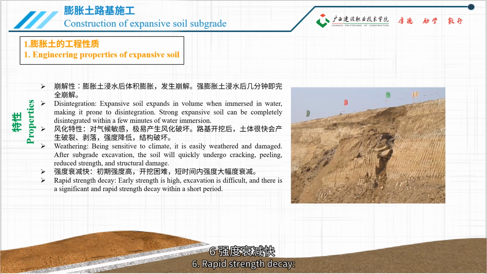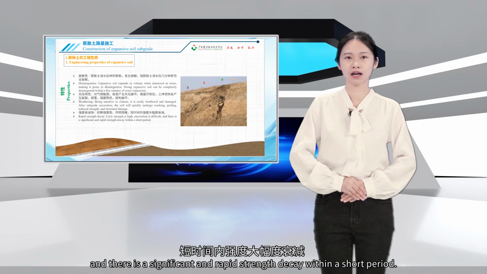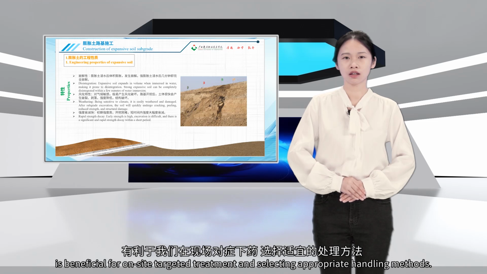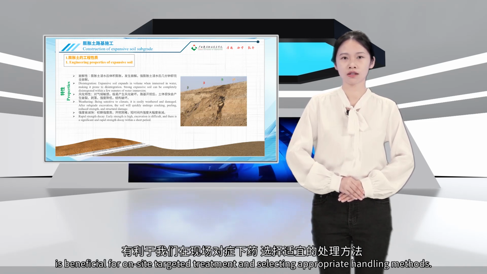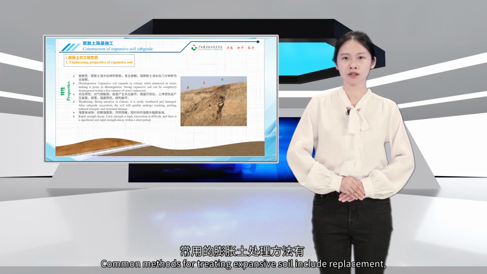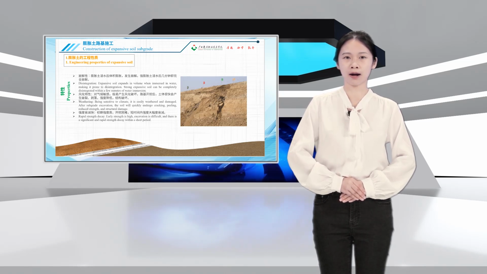6. Rapid strength decay. Early strength is high, excavation is difficult, and there is a significant and rapid strength decay within a short period. Understanding the engineering properties of expansive soil is beneficial for on-site targeted treatment and selecting appropriate handling methods. Common methods for treating expansive soil include replacement, improvement, and encapsulation.